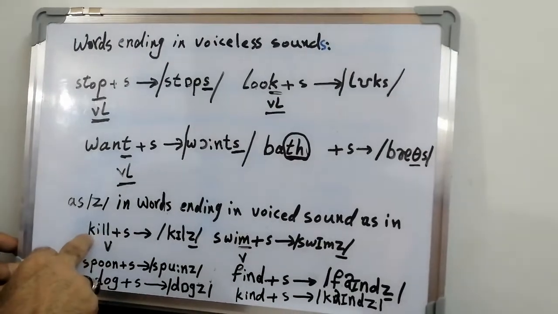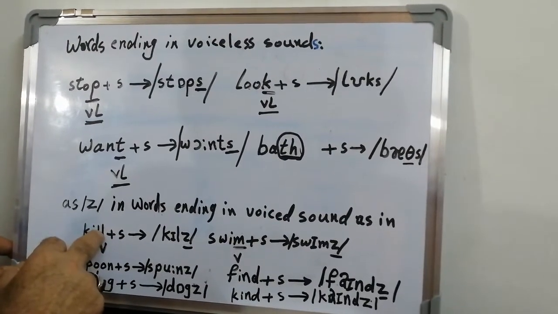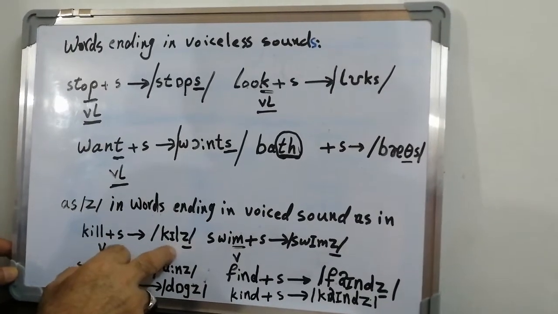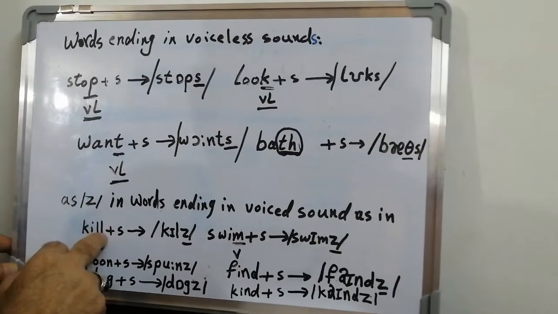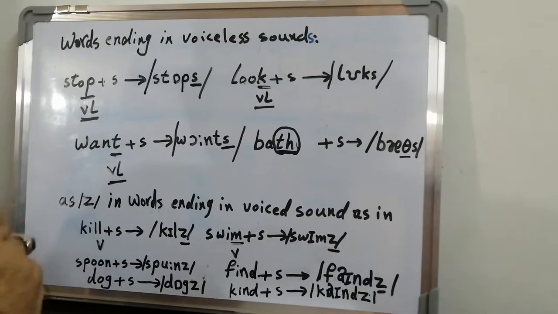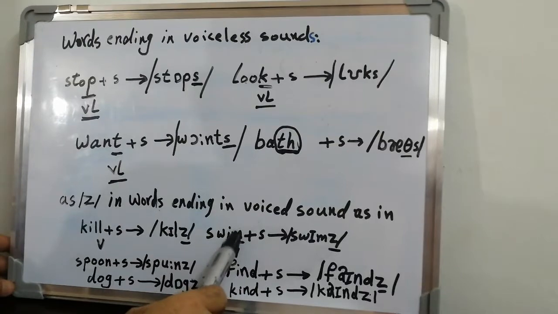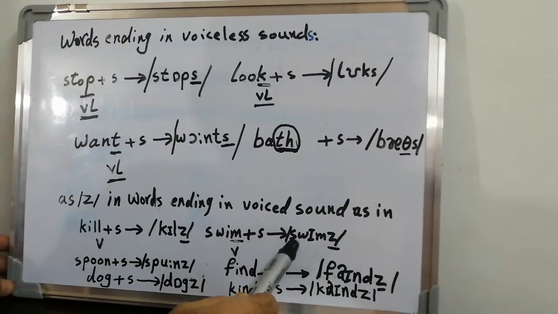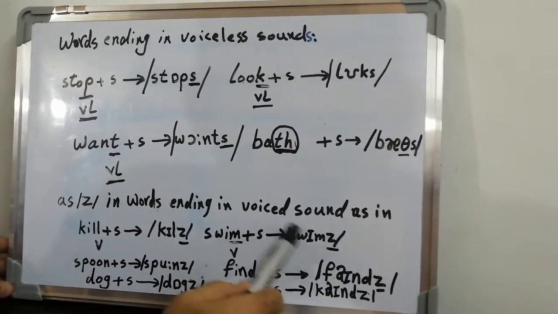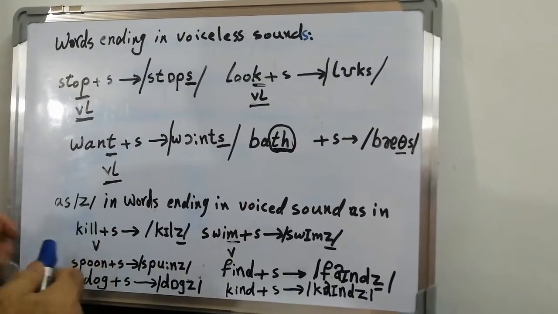For example, we have the verb "cool". Here, the verb "cool" ends with the voiced sound /l/. So when we add s, we say "cools". Why? Because this is a voiced sound. Another example is the word "swim". See, "swim", /m/, plus s, it is pronounced as "swims". Why? Because /m/ is voiced. Yeah, "swims".